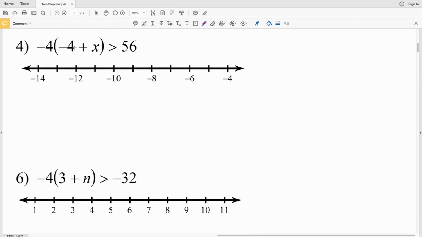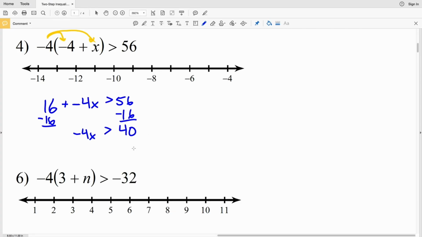Negative 4 times the quantity negative 4 plus x is greater than 56. Let's go ahead and distribute first on this one. We're going to distribute the negative 4 to the negative 4 and the negative 4 to the x. That will give us positive 16 plus a negative 4x is greater than 56. Then we'll subtract 16 from both sides to get that negative 4x is greater than 40.